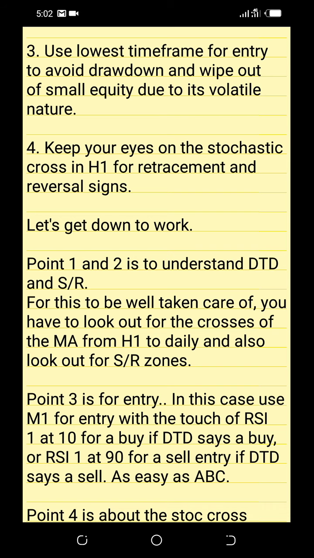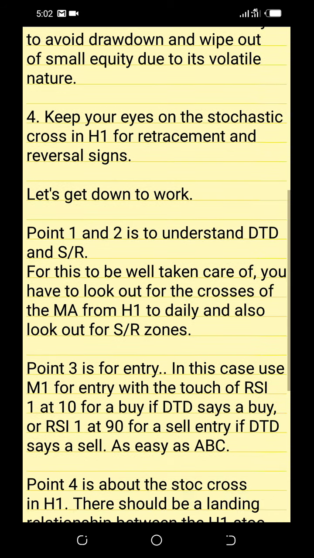I'm going to show you this. Number four is very critical, so you have to put your eyes on the stochastic. Then let's get down to work. So what does it mean?